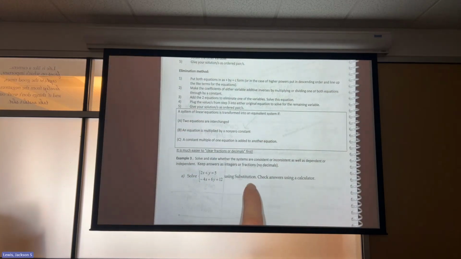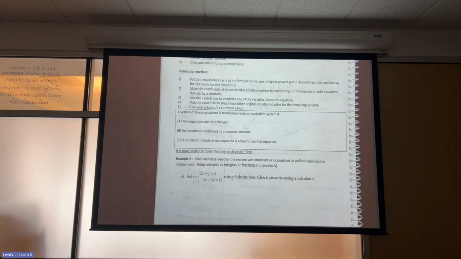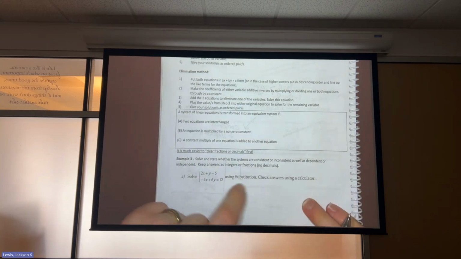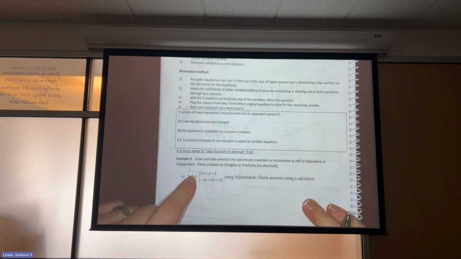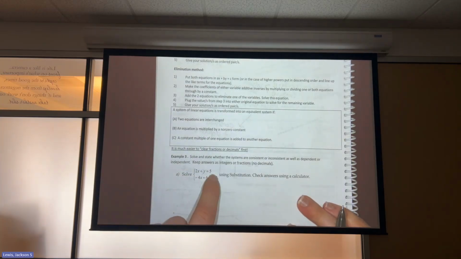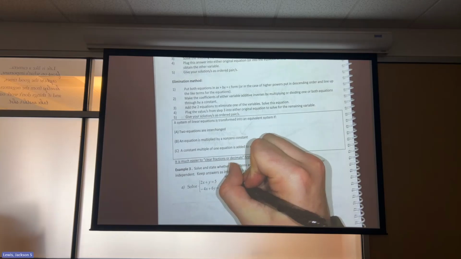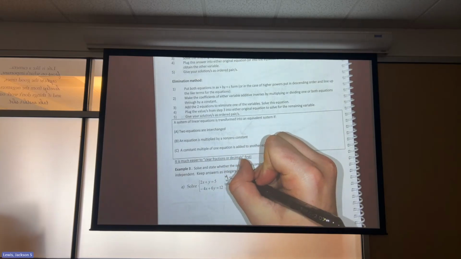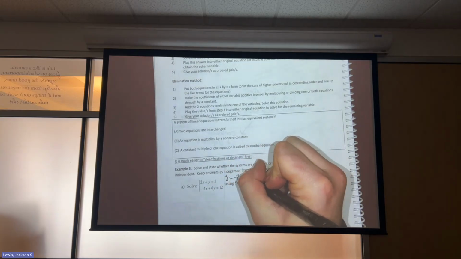For example, if I have this one, it says it's solved using substitution. Substitution means I solve one of the equations for a variable and plug that into the other equation. Which of these looks easier to solve for one of the variables? The top one, right? Because I have y by itself. I can just move the 2x over and get y equals negative 2x plus 5.